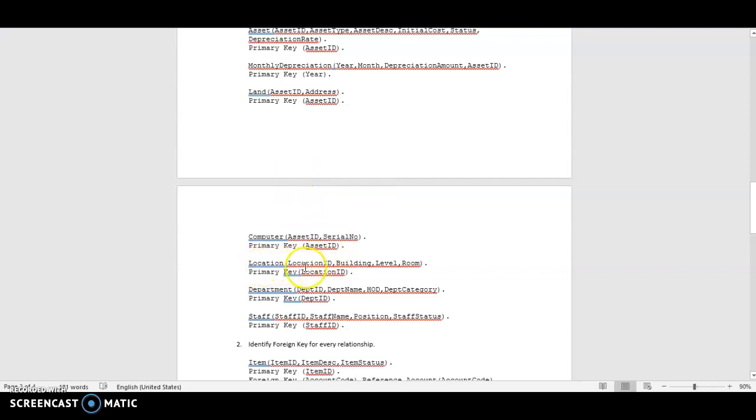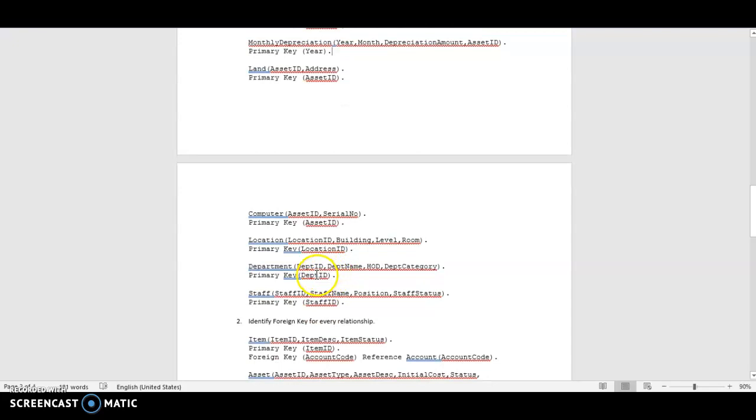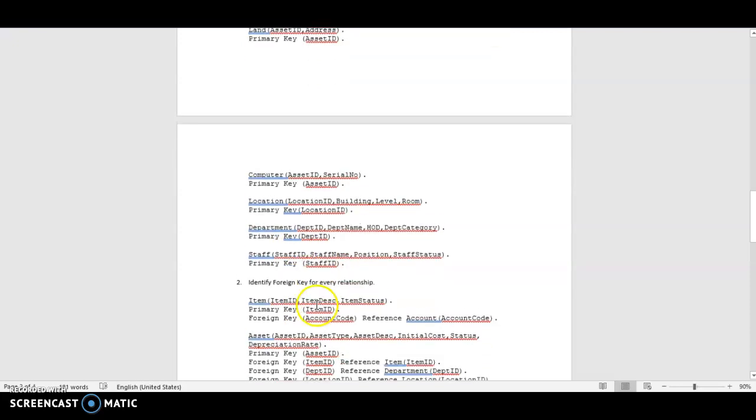And next is location, and the primary key is location ID. Department is DEPT ID or DEP ID. And the last one is staff, which is staff ID.